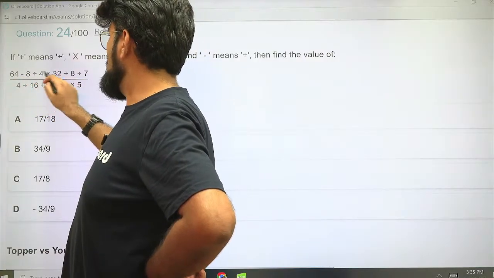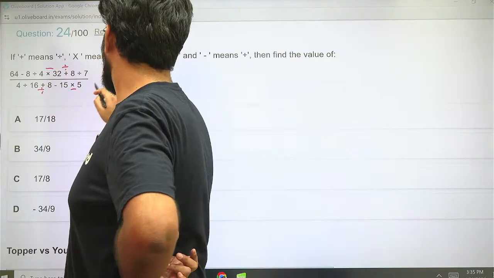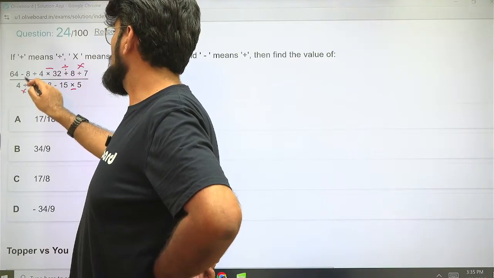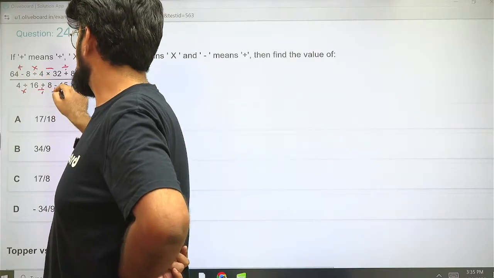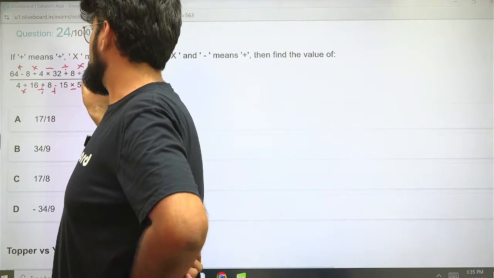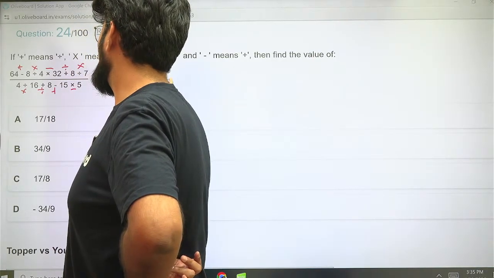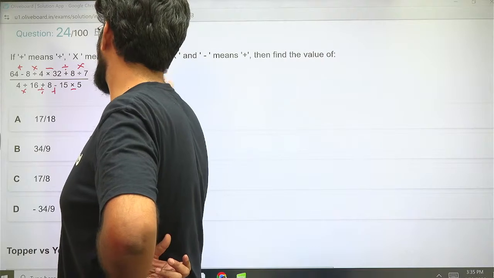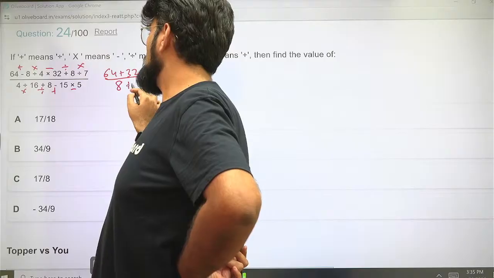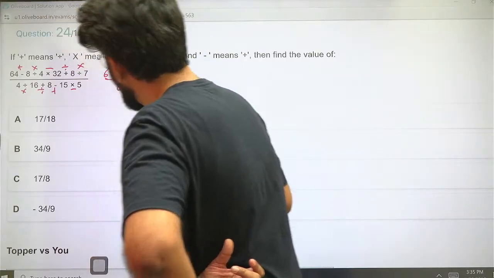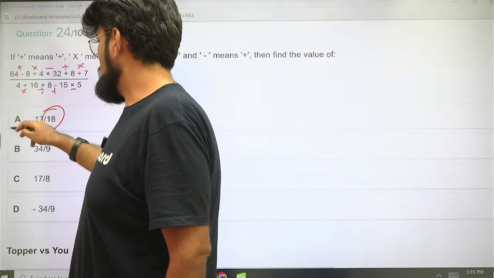So plus means divide, into means minus, divide means into, and minus means plus. So what is the answer here? This is 4 into 7, 28. This is 32. So 64 plus 32 minus 28 divided by 16 divided by 2 into 4, 8 plus 15 minus 5. 23 is 18. 18 is in option A.